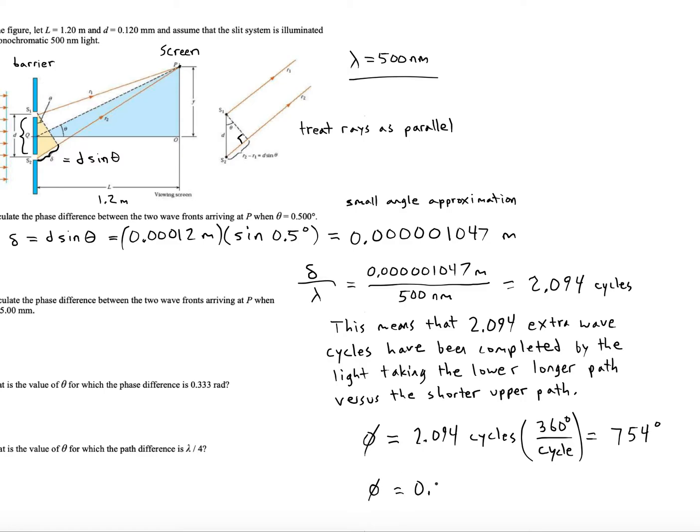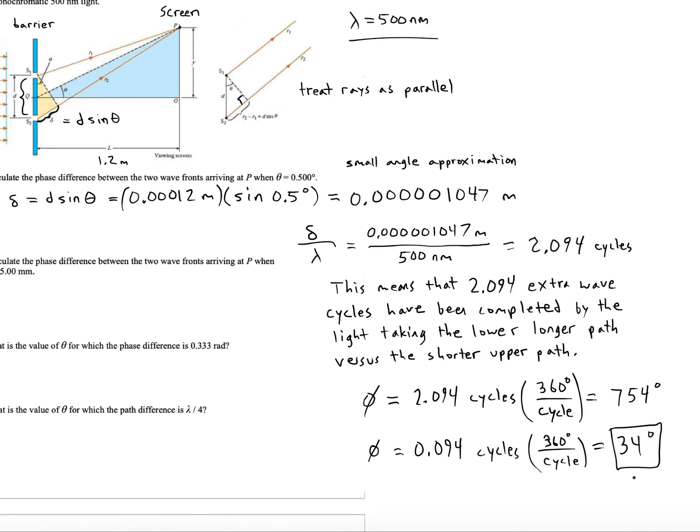So you could change that phase difference, make it 0.094 cycles, because it doesn't really matter how many full wavelengths have been completed. But what we care about is the fraction of a wavelength that's been completed. So this will give us that. Looks like about 34 degrees.